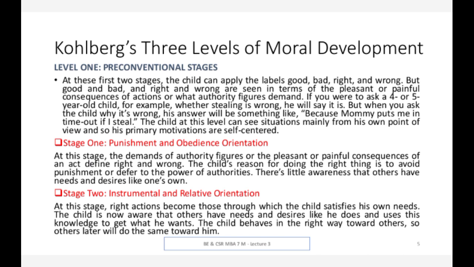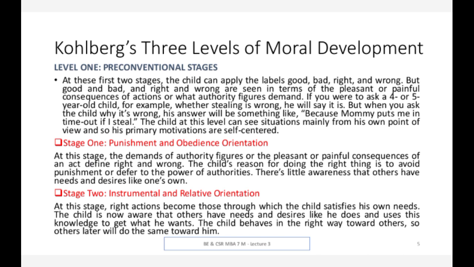Level 1, pre-conventional stages. At these first 2 stages, the child can apply the labels good, bad, right, and wrong, but good and bad, and right and wrong are seen in terms of the pleasant or painful consequences of actions or what authority figures demand.